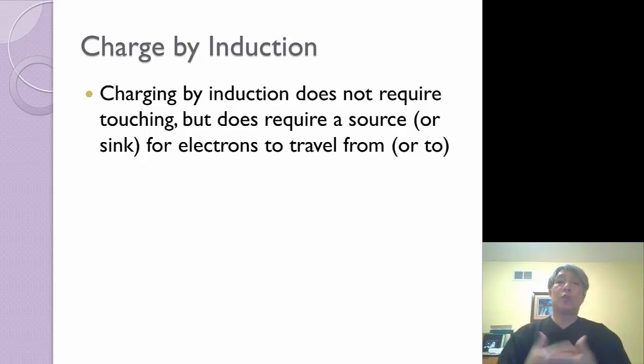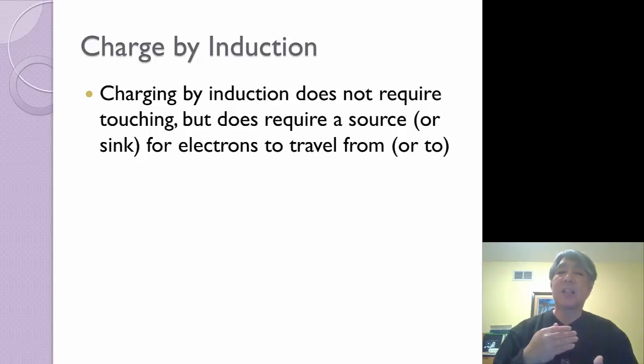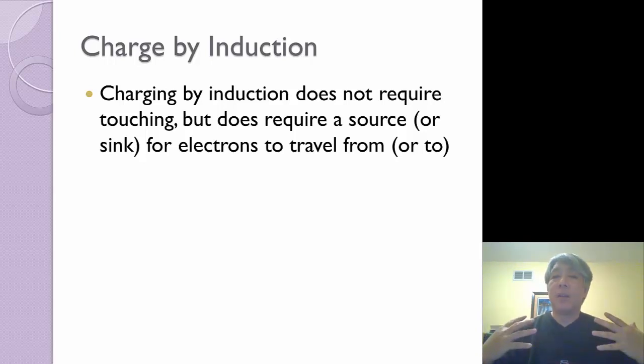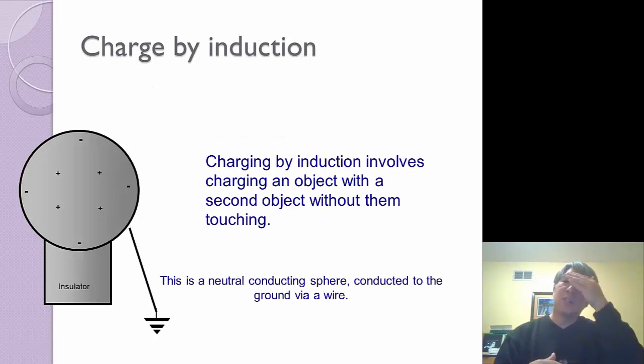Okay, that brings us to charge by induction. A key aspect of charge by induction is that the charged object does not touch the uncharged object. This is not a closed system, so we can't quite analyze it from a conservation of charge view. Instead, there's a source or a sink for electrons to travel from or to. So this is an indication of charge by induction.